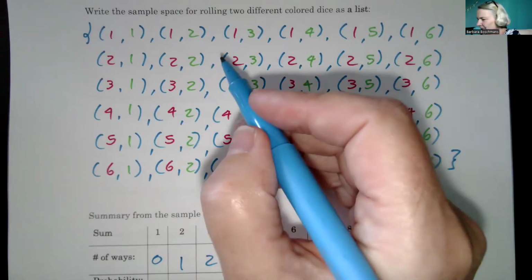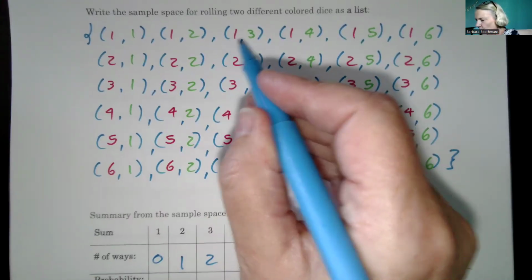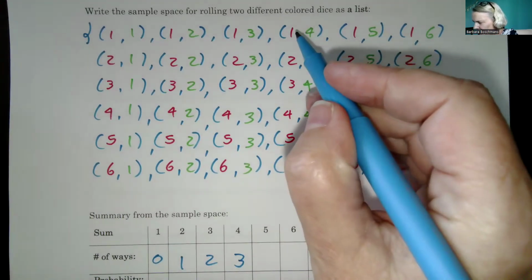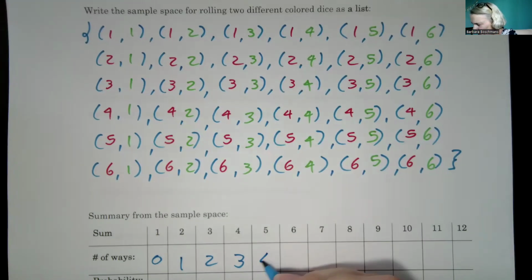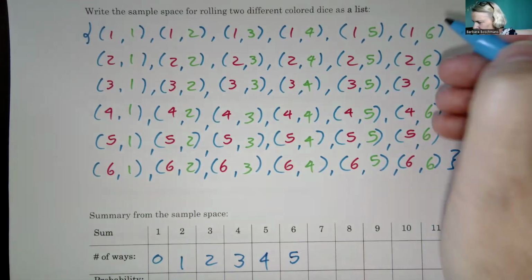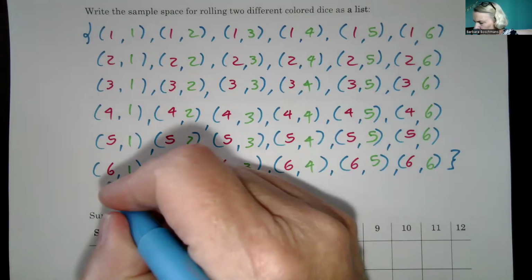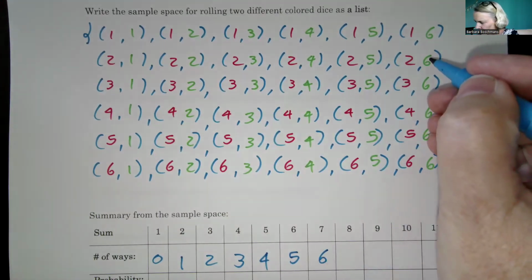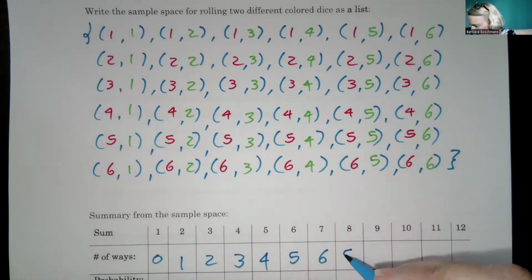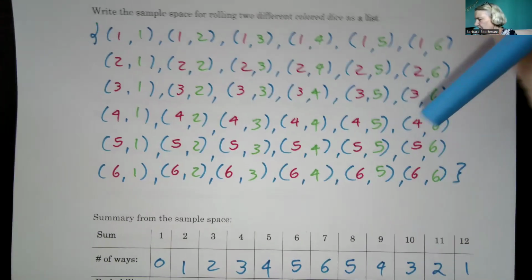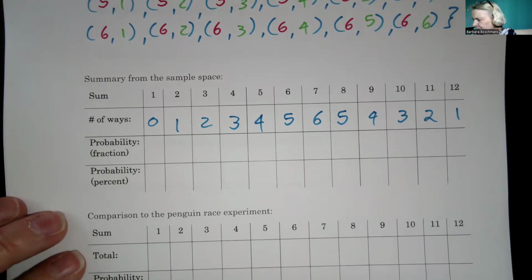A 4 is up here. Notice how you have these nice patterns on the diagonal. A 1, a 3, 2, and 2, 3, and 1. That's 3. 5 is right here. 1, 2, 3, 4. 6 is 1, 2, 3, 4, 5. 7 starts in the top right, goes all the way to the bottom left, so that's 6. And then 8, you start below, go all the way, so then it's 5, 4, 3, 2, 1, because there's only one way to roll a sum of 12, and that's 6 and 6.